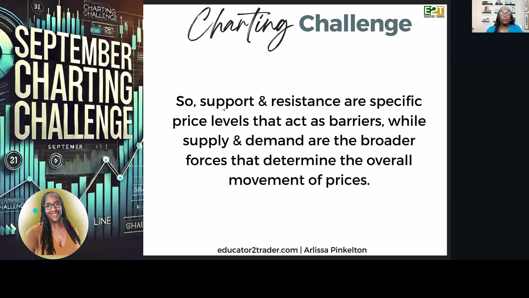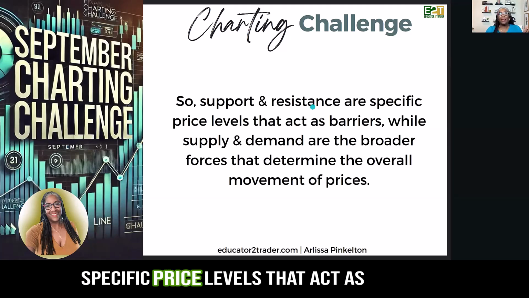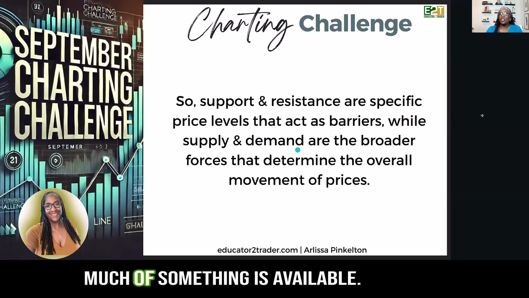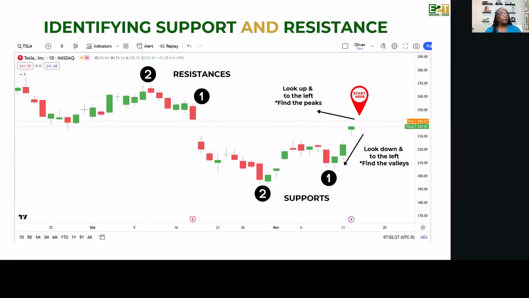Okay. Support and resistance, specific price levels that act as barriers. Supply and demand is how much of something is available. Let's look at a chart.